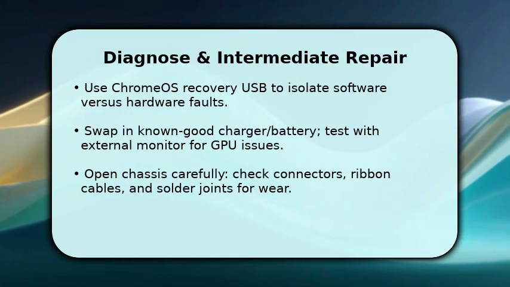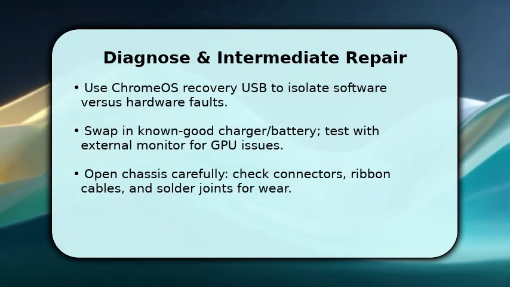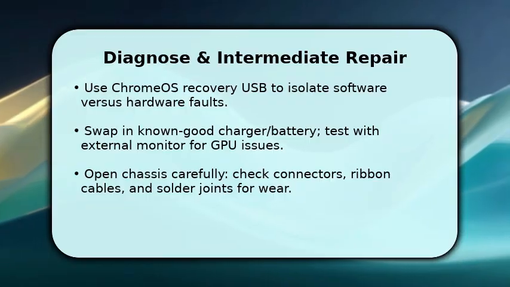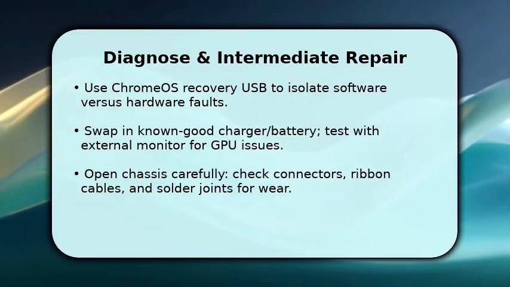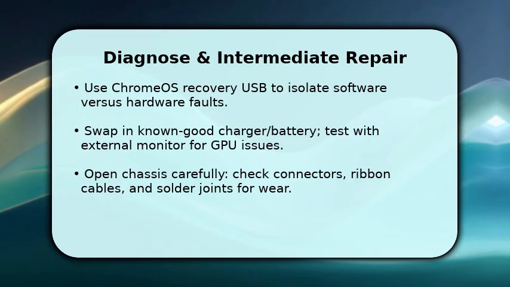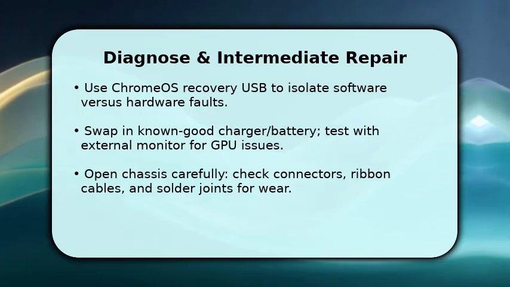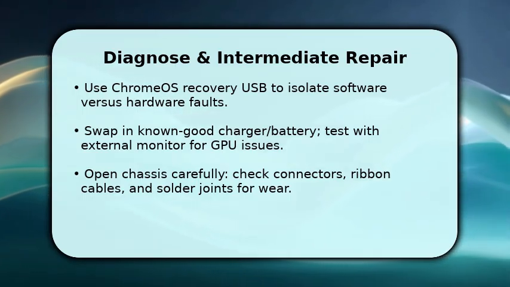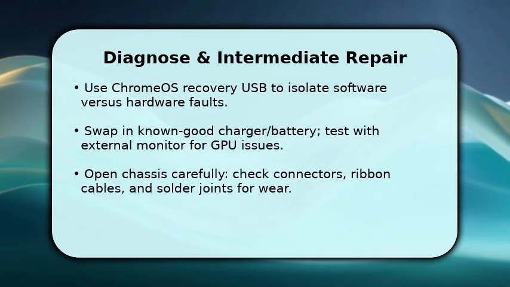You now isolate the fault, boot from a recovery USB to rule out corrupted OS. If recovery succeeds, reinstall Chrome OS to fix software. If it fails, test power components by swapping chargers and charging the battery outside the device if removable.